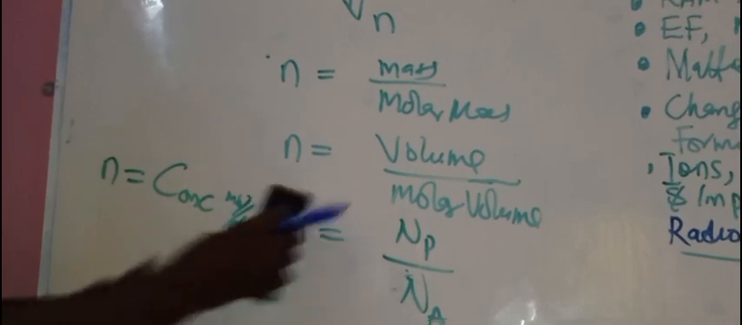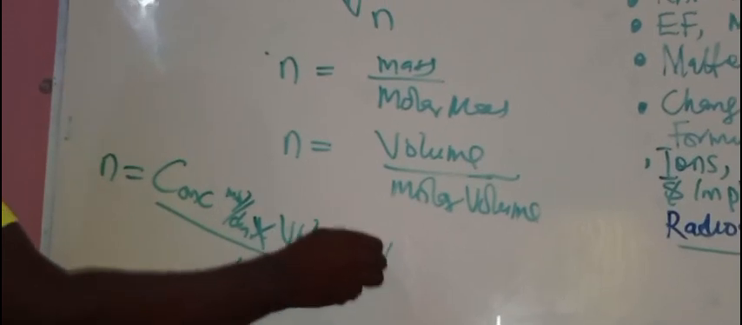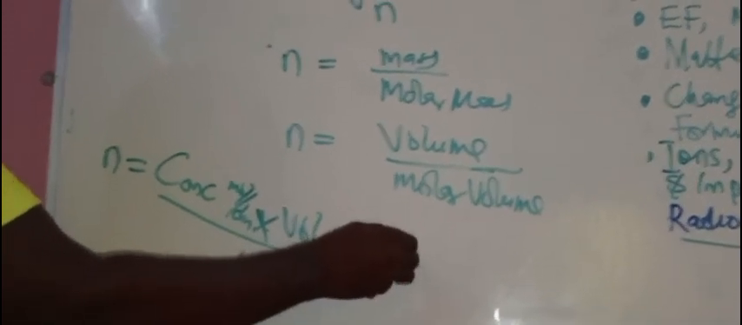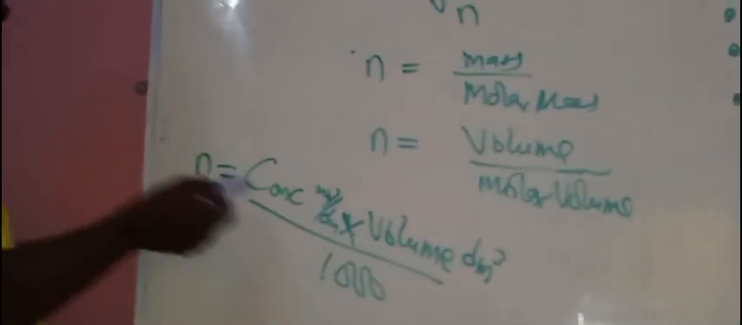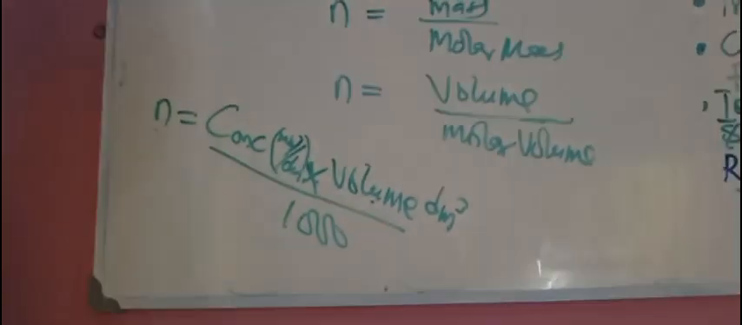There's another one that I want to include here. Look here. Mole can also be the concentration of a substance, in mole per dm cube, times the volume of that substance that participated, divided by 1,000. This one is in dm cube. So the mole, n, is also the concentration in units of mole per dm cube times the volume of that substance divided by what?